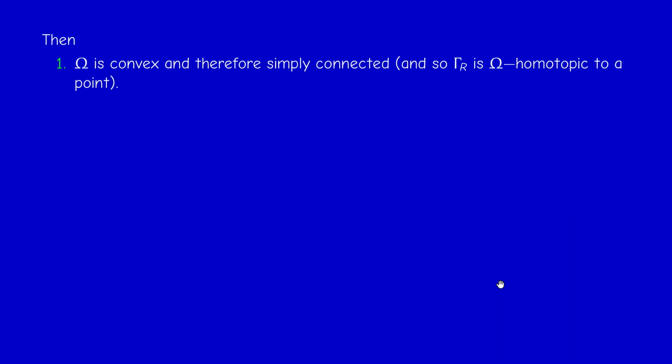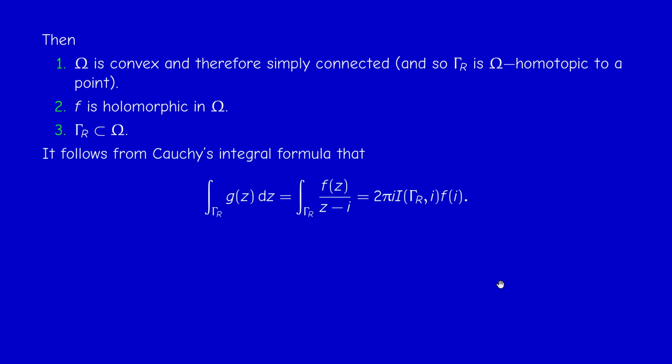As we said, omega is convex and therefore simply connected. And so in particular, our loop is homotopic to a point in omega. This is the first condition. Second condition, f is holomorphic on this set omega, and gamma r is a loop in omega. So we can apply Cauchy's integral formula, and we get this result.